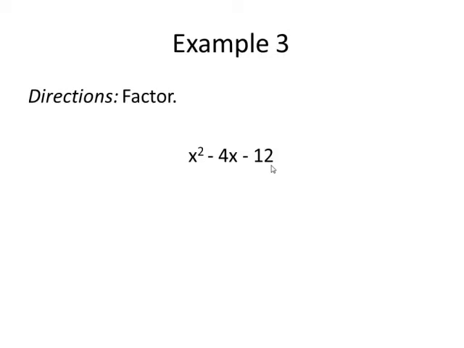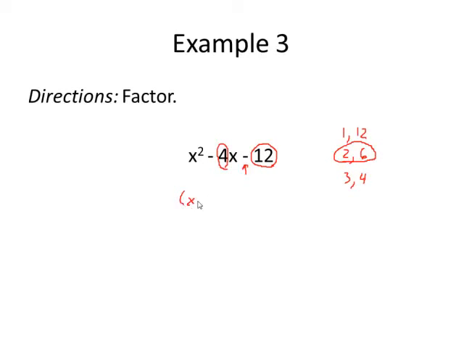I want to find two numbers that will multiply together to get 12 that will subtract or differ by 4. So if I list the factors of 12, I have 1 and 12, 2 and 6, 3 and 4. So 1 and 12, those differ by 11. 2 and 6, those differ by 4. 3 and 4, those differ by 1. So the numbers that I was looking for were 2 and 6, and so that means that these will be the numbers that I'm going to use.